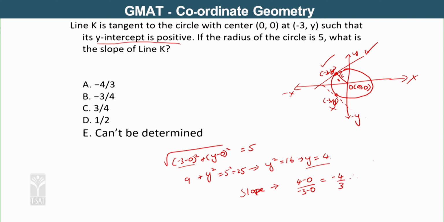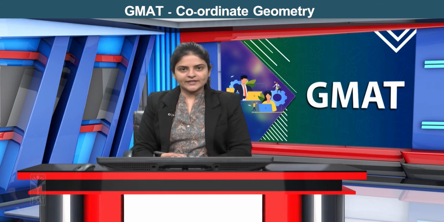Therefore, since the tangent is perpendicular to the radius, the tangent slope into the radius slope should be equal to minus 1. We know the radius slope is minus 4 by 3, so m of the tangent into minus 4 by 3 is equals to minus 1. Therefore, slope of the tangent m of t is equals to 3 by 4, which is option C. The answer comes out as option C. I hope that was clear. Let us look at the next question now.